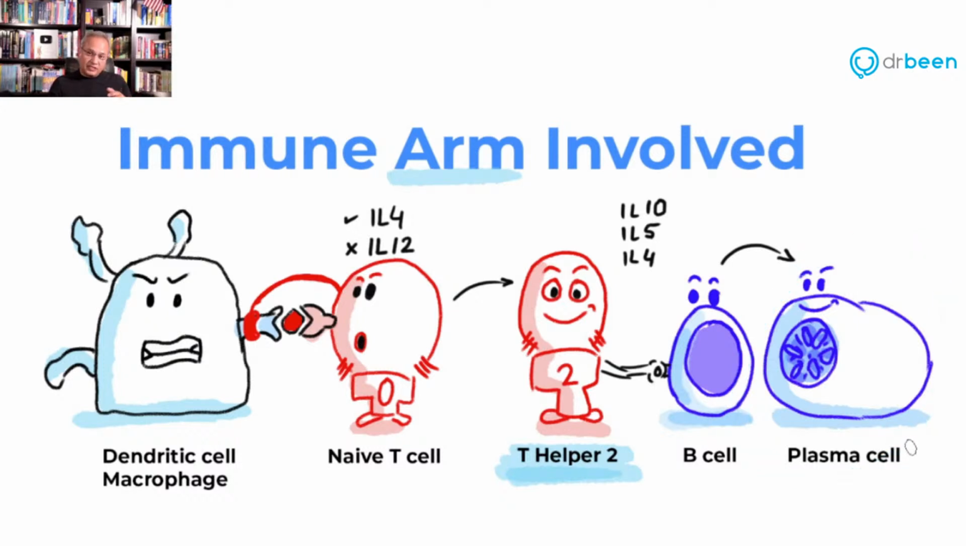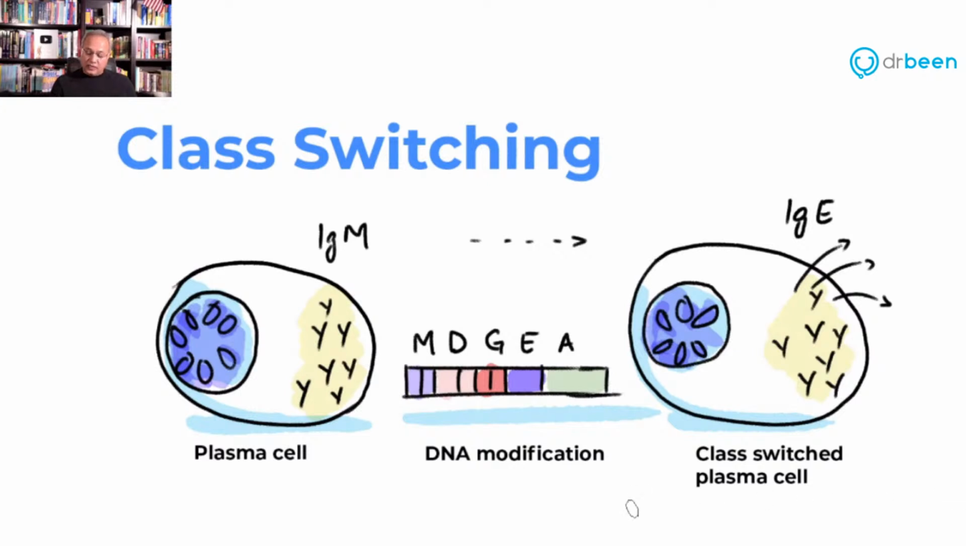So from this presentation so far, if you wanted to take away what arm of the immune system is responsible, it is the T helper 2 pathway, not arm, but pathway. Now what happens is, once the T helper 2 pathway is engaged and interleukin 4 is present, the plasma cell does class switching.